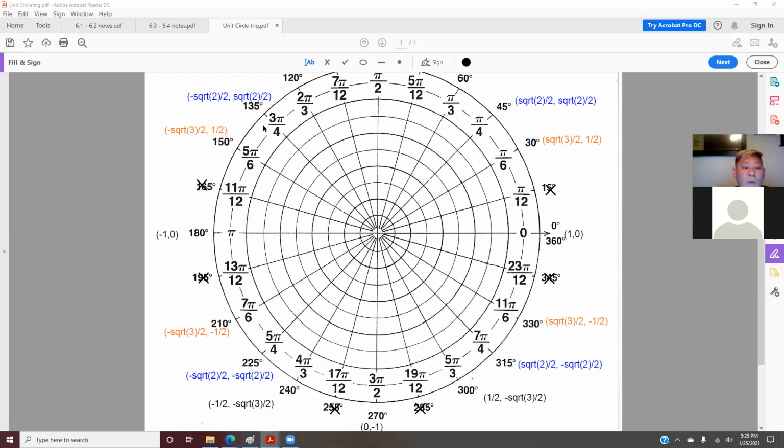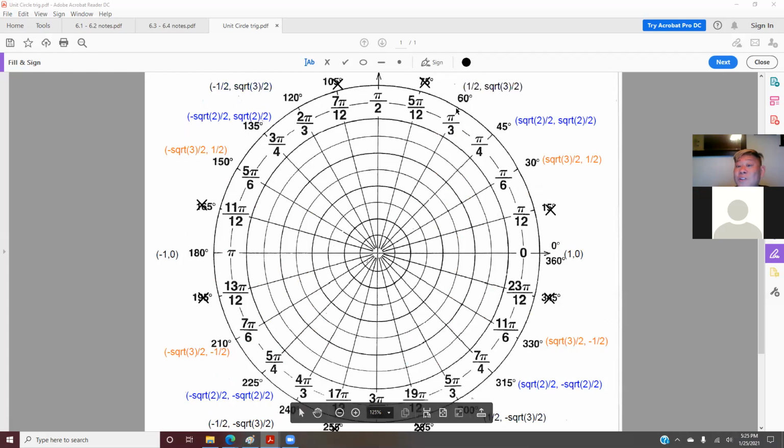This is 2 pi over 3, 3 pi over 3, 4 pi over 3, 5 pi over 3, 6 pi over 3. So 7 pi over 3 is back to 60. So 7 pi over 3 is actually exactly 60 degrees. So some of you who do it that way, you can go circle, circle, circle, circle on this.